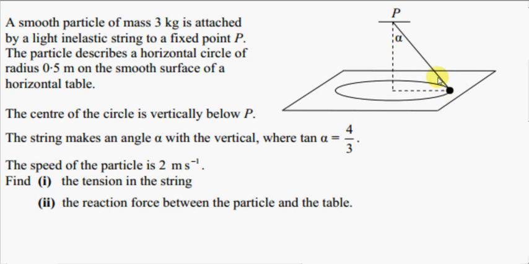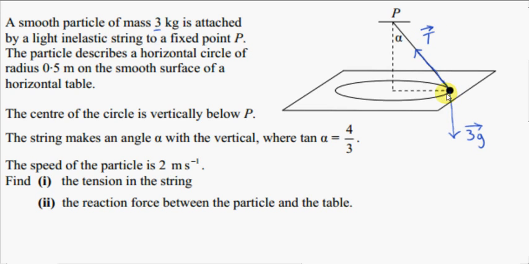Let's start by looking at the forces on this particle. Well, we obviously have its weight, which is vertically down. It's m times g, where the mass is 3, so this vector has magnitude 3g. Now, since the particle is attached to this string, we have a force on the particle in a direction along the string. We will call this force T.